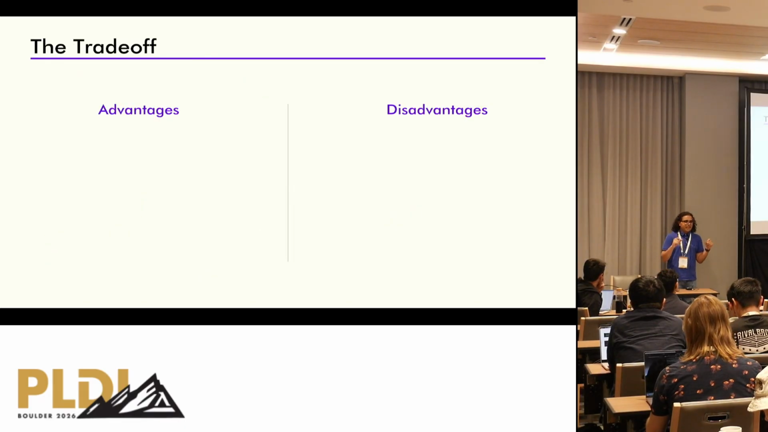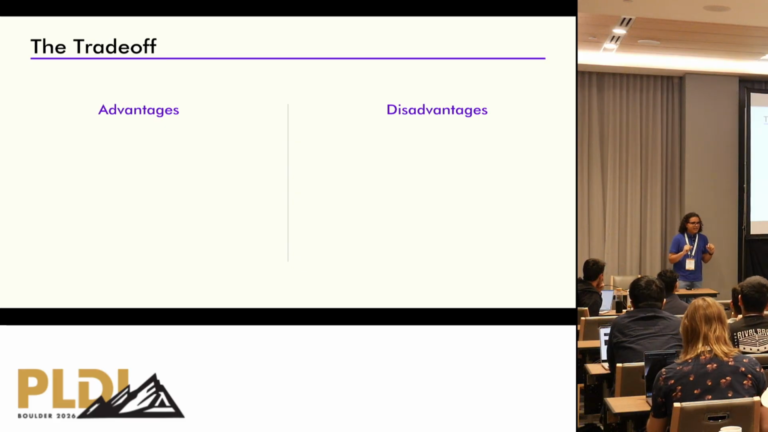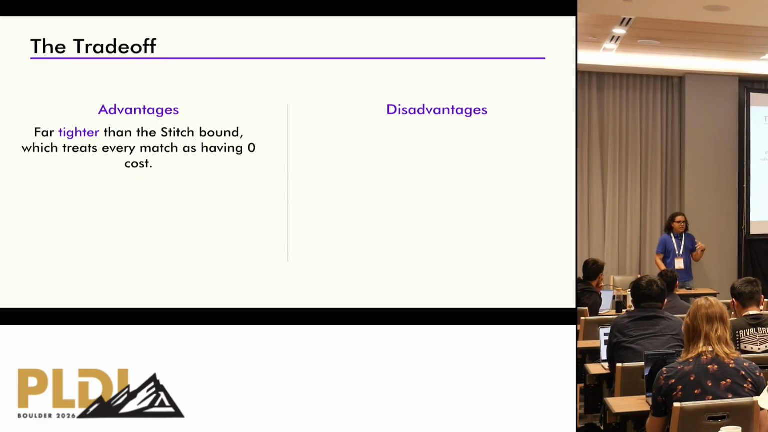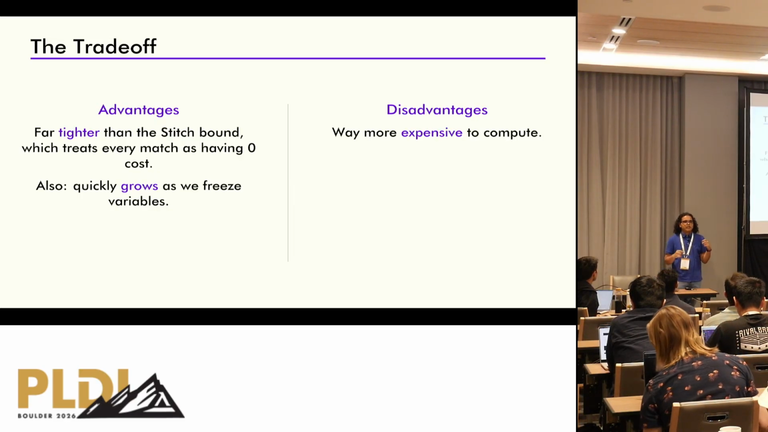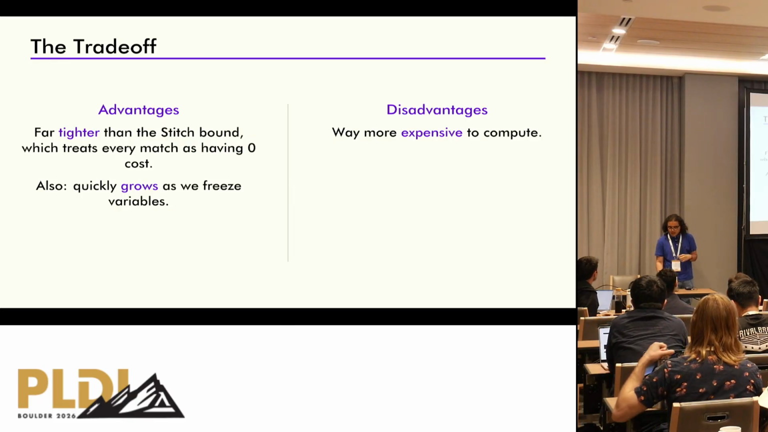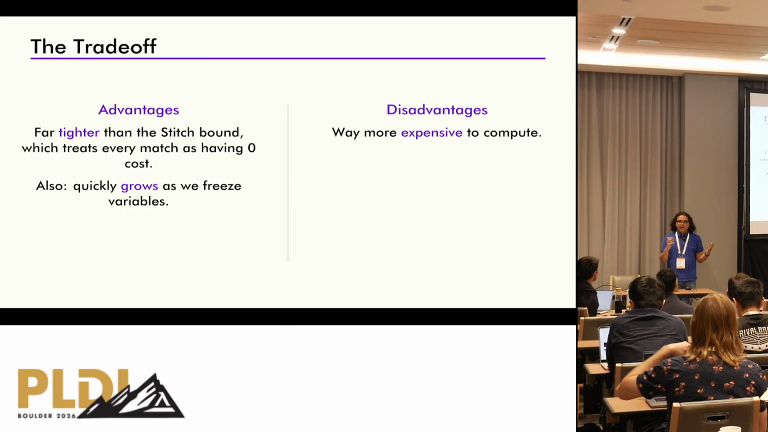So you might have been thinking, okay, well, this has some advantages, but it seems a little complicated. The advantages are, of course, that it's far tighter than the Stitch lower bound. And the other one is that it quickly grows as we freeze variables. These are both advantages that apply even in the situation where you don't have an eGraph and we're just operating over a tree. However, there is one significant disadvantage, which is that it's way more expensive to compute. And we'll get into some of that when I get into the results.